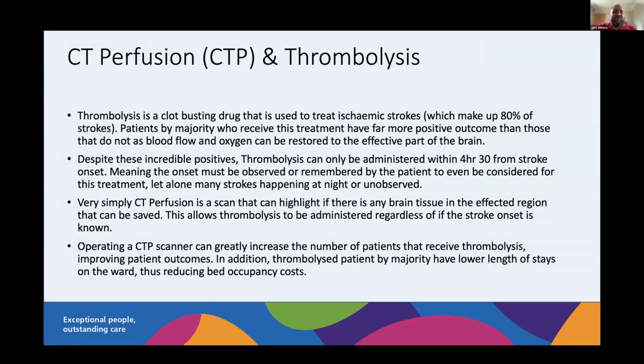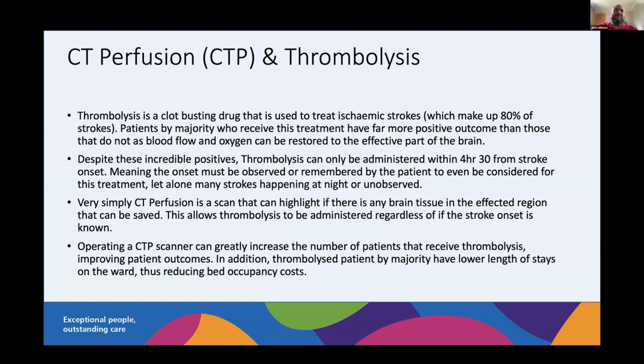So very simply, CT perfusion allows you to highlight if there is any brain tissue that can be salvaged by thrombolysis treatment, meaning you can thrombolyze anyone who has salvageable brain tissue, which usually doubles the amount of patients you could thrombolyze. So again, you have these patients having these much better outcomes.